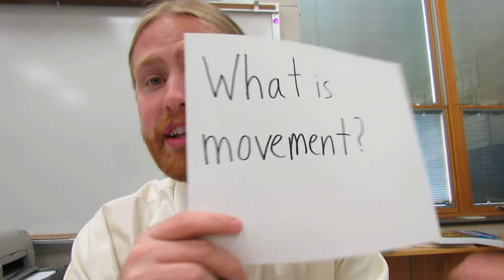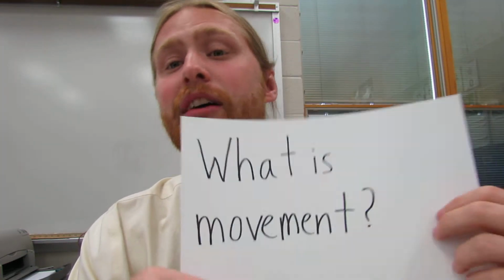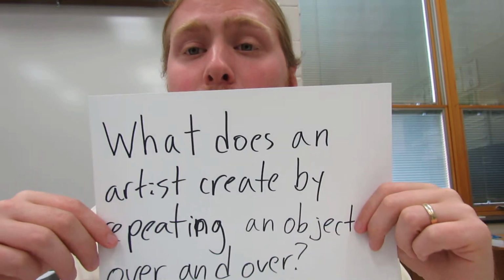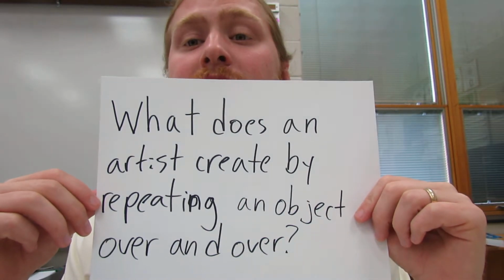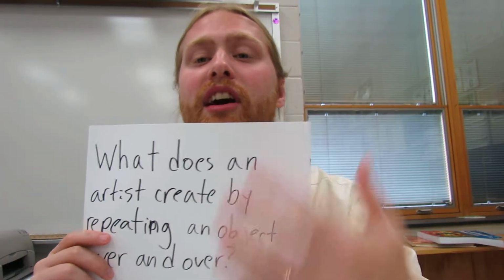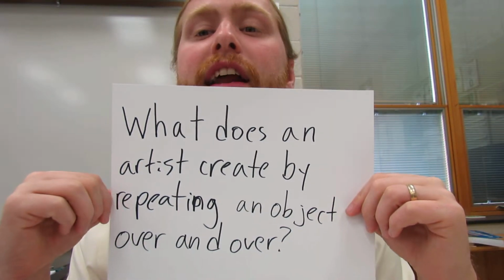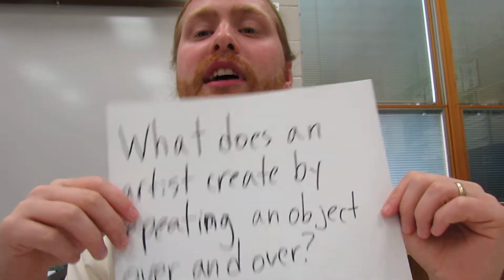All right, so the first question you're going to answer is, what is movement? And then, what is rhythm? And then this is kind of a long question, but what does an artist create by repeating an object over and over? It says object, but it can be any kind of color or any shape. All right, so I'm going to go ahead and read the information.